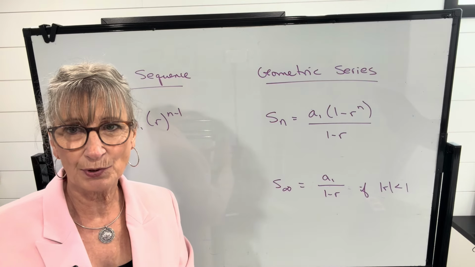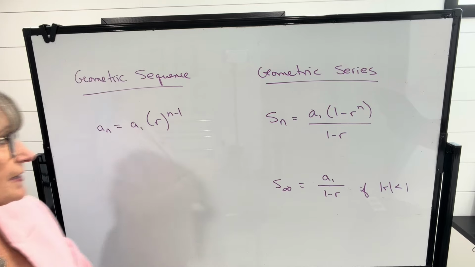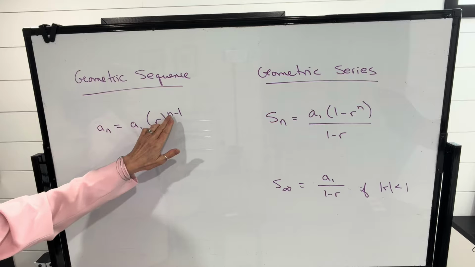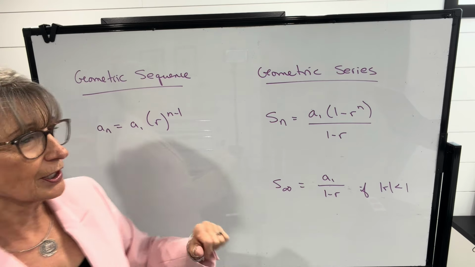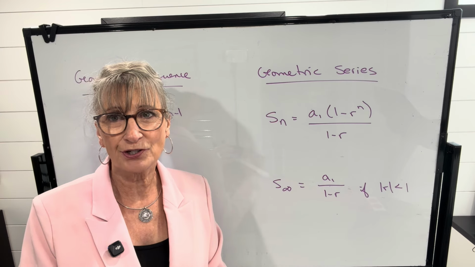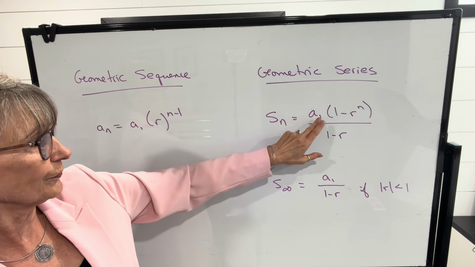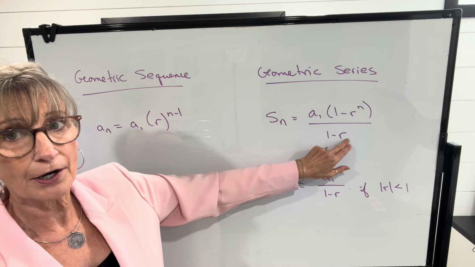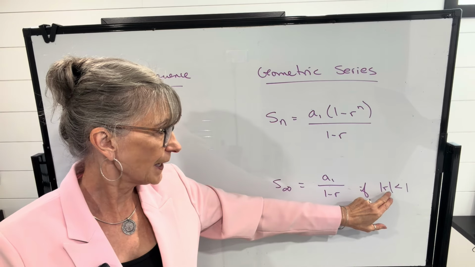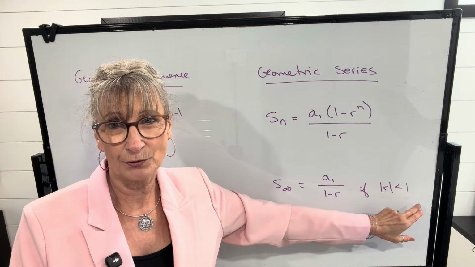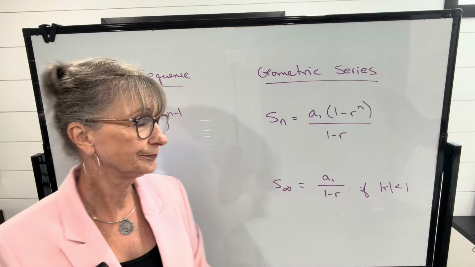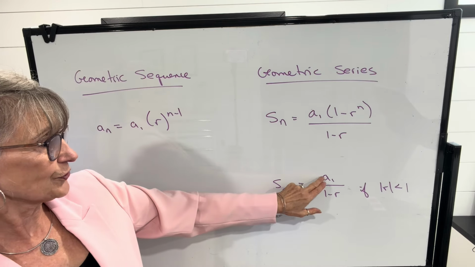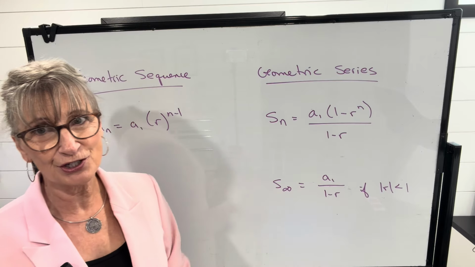So in summary, we talked about how to find any term in a geometric sequence. We use this formula: the nth term will equal the first term times the common ratio to the power of n minus 1. And then we talked about how to find the sum in a geometric series. The sum of the n terms will equal the first term times 1 minus the common ratio to the power of n, divided by 1 minus r. And if the absolute value of r is less than 1, so in other words, r is between -1 and +1, we can find the infinite sum with this formula. It's equal to the first term divided by 1 minus the common ratio.